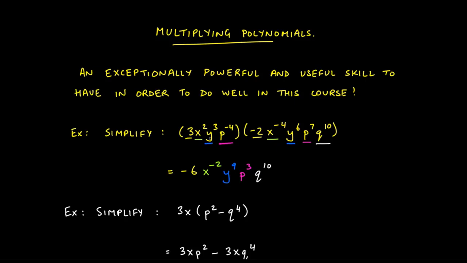And then we move to the y's. So I have the same base, a y and a y. And because I'm multiplying, I can add the power. So 3 plus the 6 gives me the 9. And then finally, or maybe not finally, but second to last, I have a p and I have a p. Negative 4 plus 7 gives me a 3.